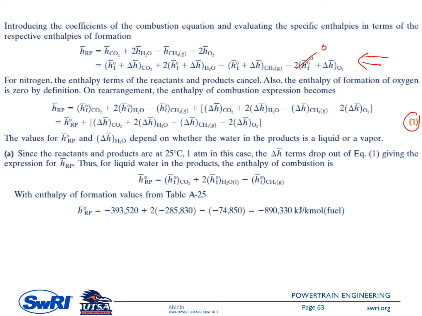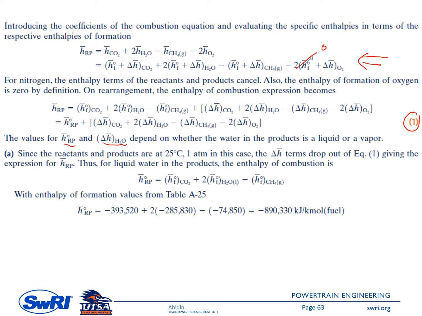In this equation 1, the value for each Rp prime, which is the enthalpy of formation, and delta H for H2O depend on whether the water in the product is in a liquid or a vapor phase. Okay, so let's take a look at question A.